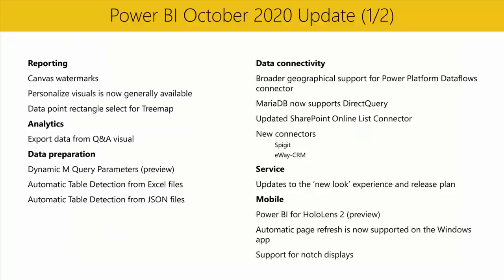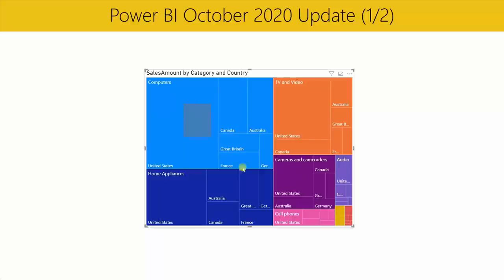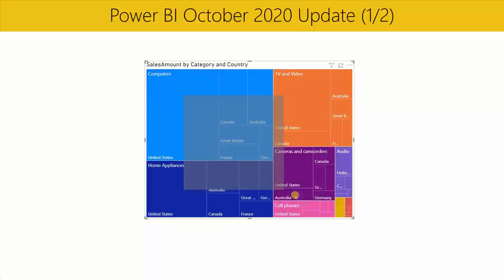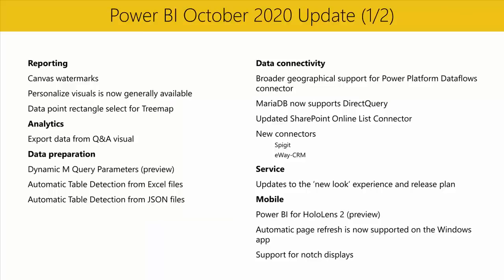Next, we've added tree map support for our data point rectangle select preview feature. Now you can click and drag to create a selection rectangle in TreeMap visuals, selecting every option that overlaps with the rectangle. In the Analytics section, we're excited to announce that we've extended support for export data to Q&A visuals. You'll find this option in the Context menu by clicking the 3 dots in the visual header, just as in a standard visual.